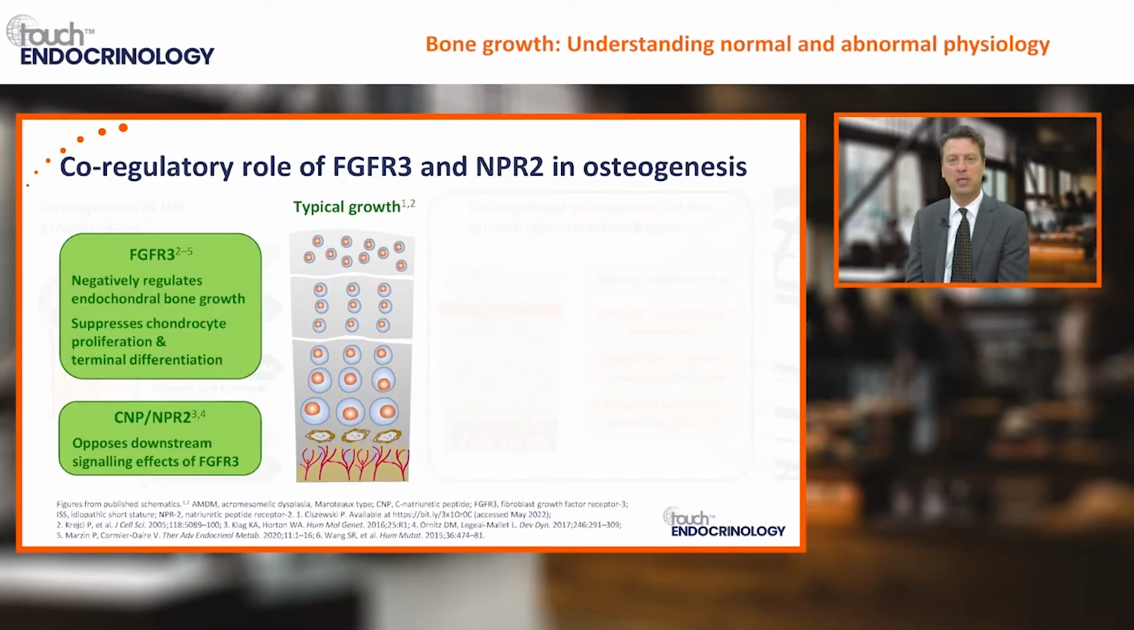There are 2 key signaling pathways that are involved in normal growth at the growth plate. The first is the FGFR3 receptor and pathway. FGFR3 acts as a brake to growth. It negatively regulates endochondral bone growth and suppresses chondrocyte proliferation and terminal differentiation.